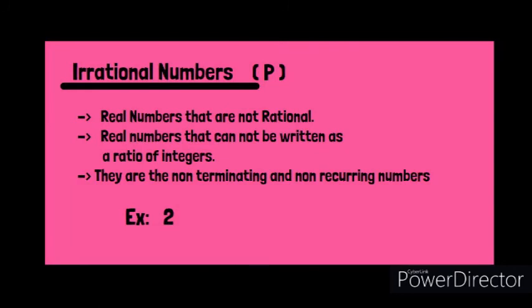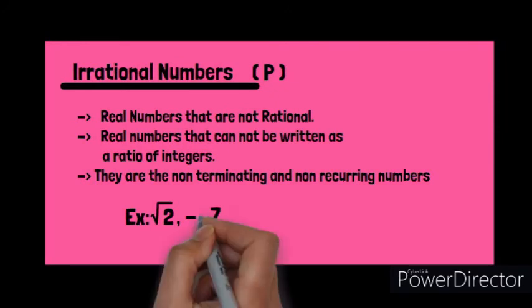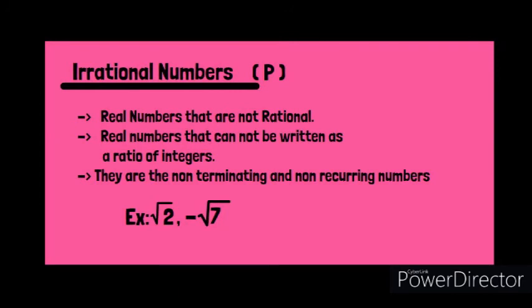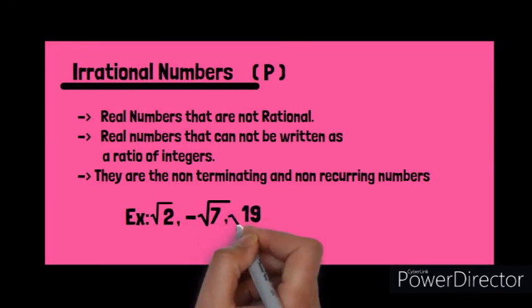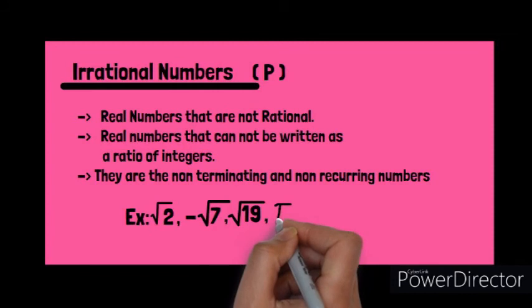For example, the square root of 2, the negative square root of 7, the square root of 19, the value of pi, and much more.